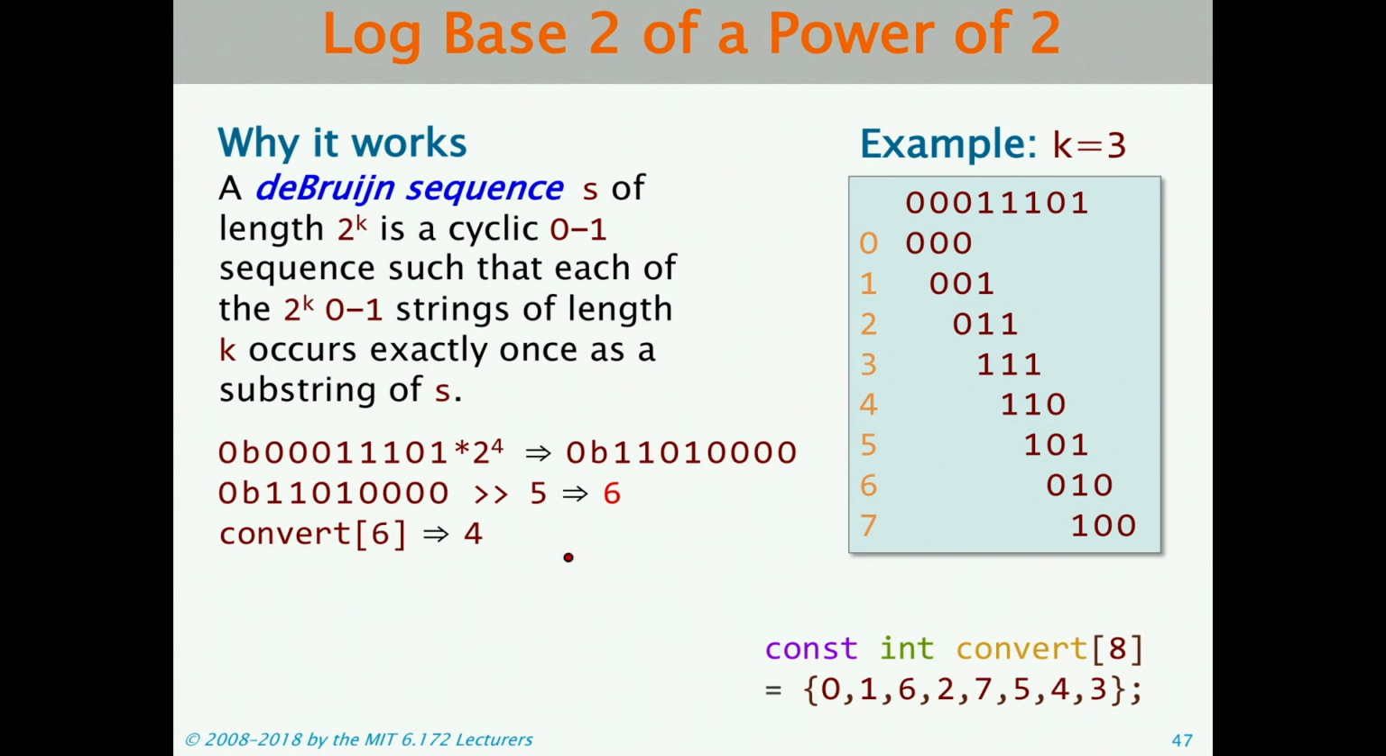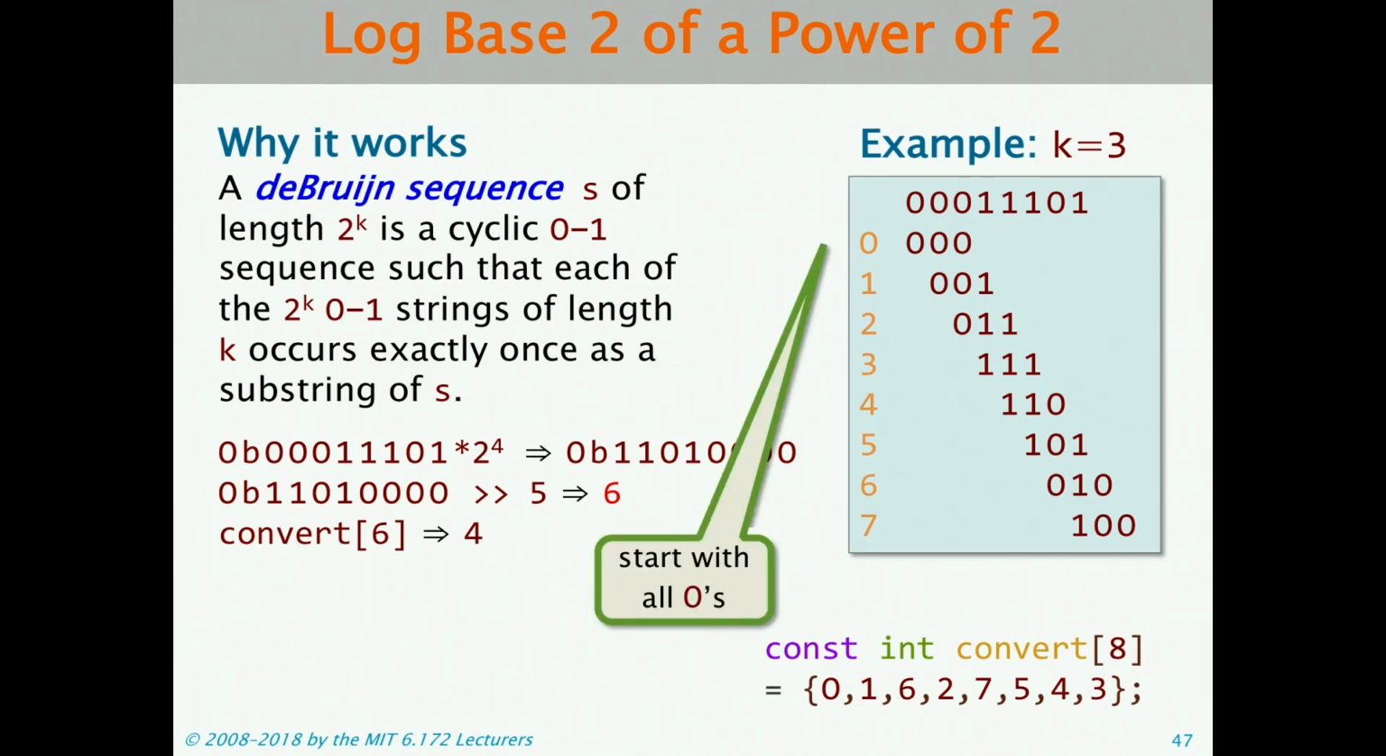And we can figure out where 6 starts in this De Bruijn sequence by looking it up in the convert table. So we see that convert of 6 is 4. So the string 1, 1, 0 appears starting at position 4 in the De Bruijn sequence. And that means that we did a left shift by 4 in the first step. And that gives us the log base 2 of the power of 2, because the only reason why we did a left shift by 4 is because the power of 2 was 2 to the 4. So this returns us the log base 2 of the integer that we started with.